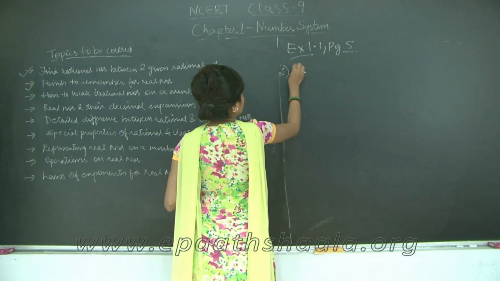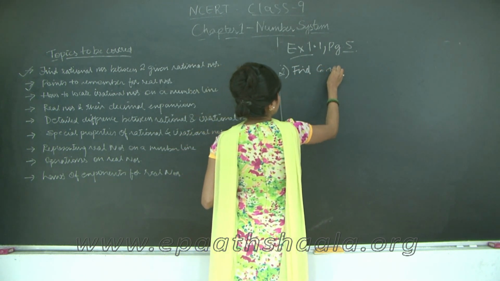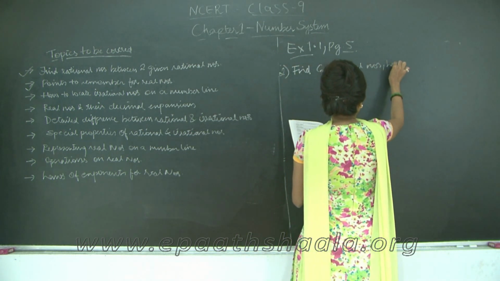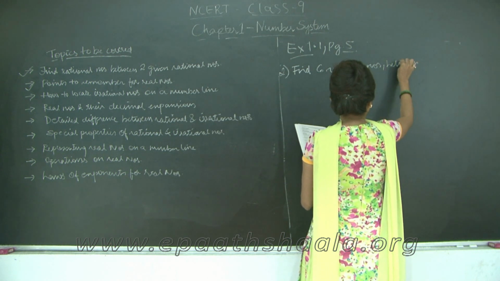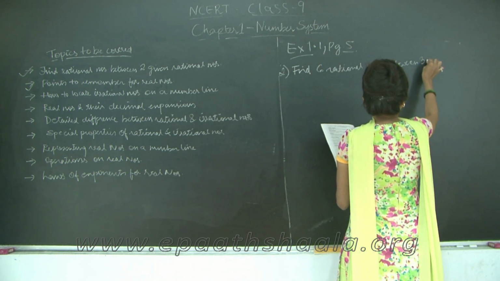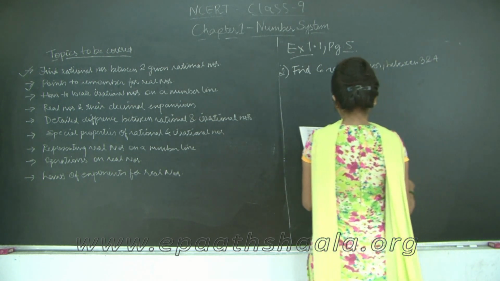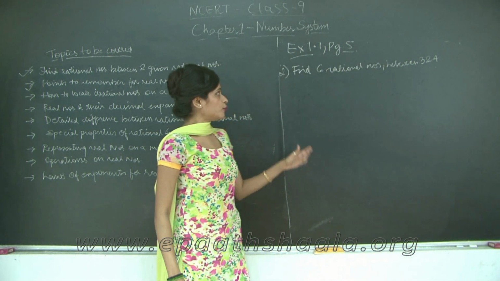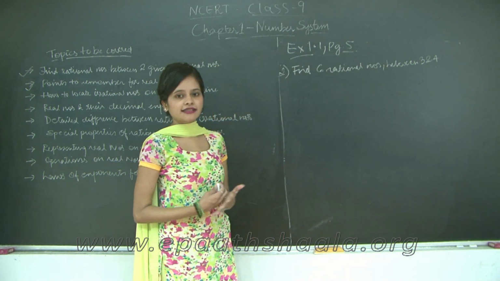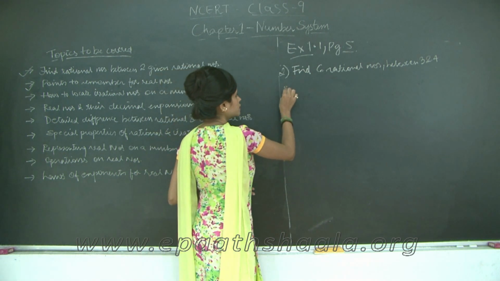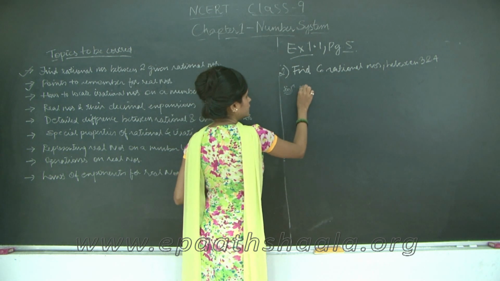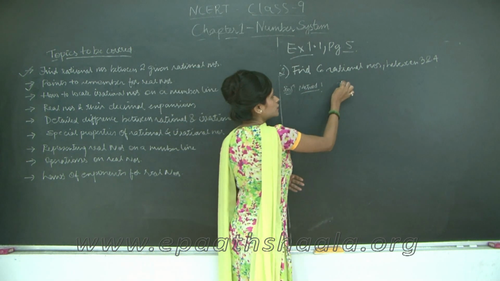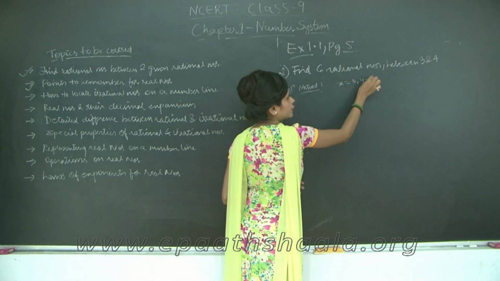Second one: find 6 rational numbers between 3 and 4. We are going to follow both the methods that we learnt in our previous class to find 6 rational numbers between 3 and 4. Solution, method 1. Let x be equal to 3 and y be equal to 4.